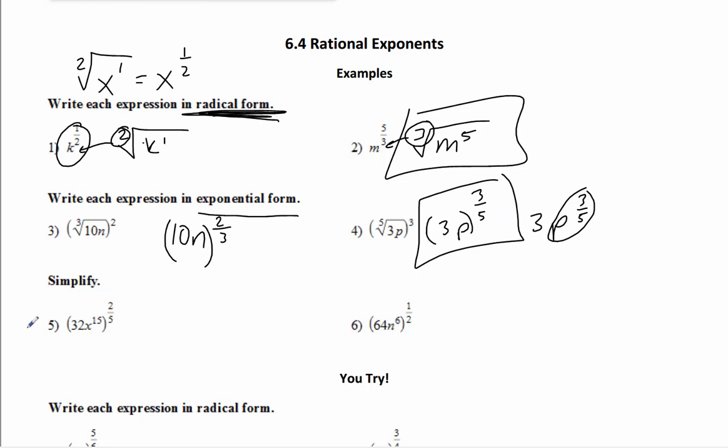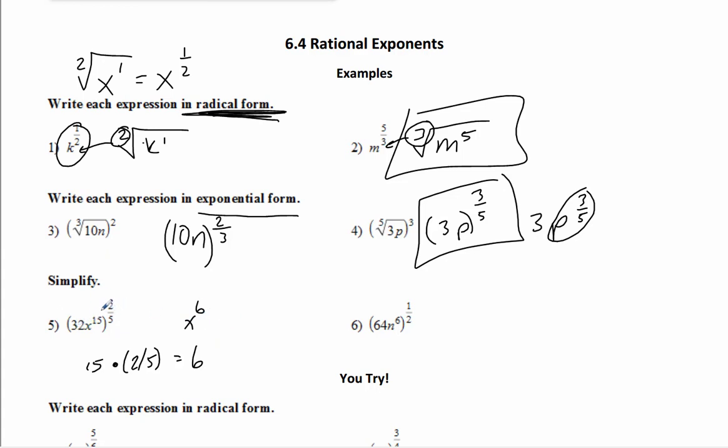Okay, number 5 and 6, I want to simplify. What does that mean? That means I want to actually find out the value of what is there. So here's how we're going to do this. It's x to the 15th times 2/5. This is from back in junior high, when we did exponential rules, and we'll have some more practice as well. What I do is take 15 times 2/5. On a calculator, you're going to take 15, multiplication, parentheses, 2 divided by 5, and you should get 6. So that's x to the 6th power.